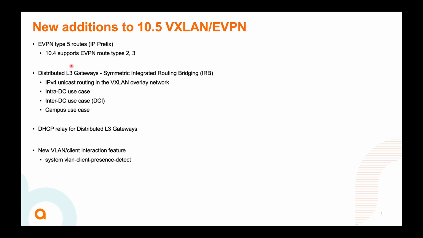We also now support distributed layer 3 gateways that use symmetric integrated routing and bridging, or Symmetric IRB. This supports IPv4 unicast routing in the VXLAN overlay network. There are three use cases where we have this Symmetric IRB supported. The first is Intra-DC. The second is for Inter-DC, which is like a data center interconnect use case. And finally, we also deploy this in the campus. Next, we also support DHCP relay for the distributed layer 3 gateways here. Finally, a new VLAN client interaction feature.